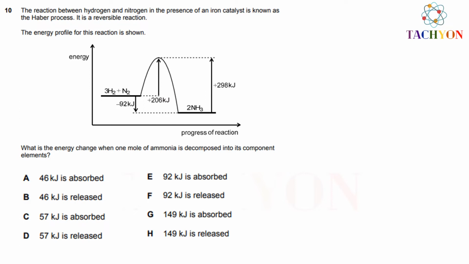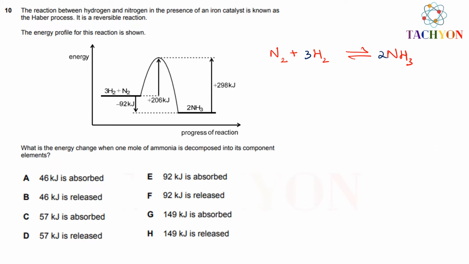The next question: the reaction between hydrogen and nitrogen in the presence of an iron catalyst is known as the Haber process. It is reversible. So first of all, understand the reaction is nitrogen and hydrogen gas. They are reversibly giving you NH3. If you are balancing, it's going to be N2 plus 3H2 will give you 2NH3.